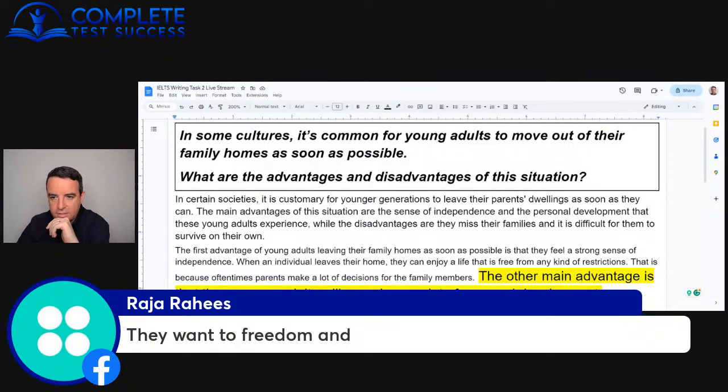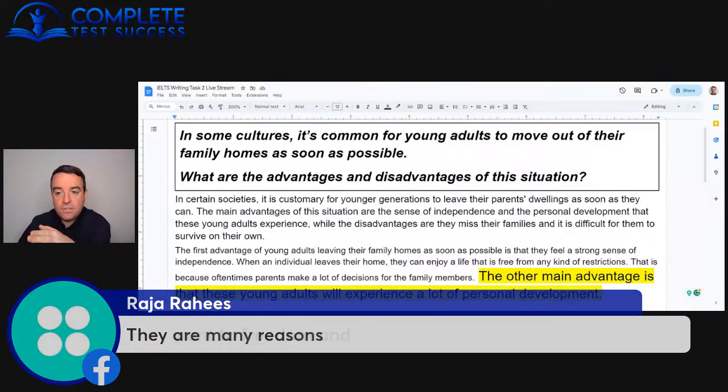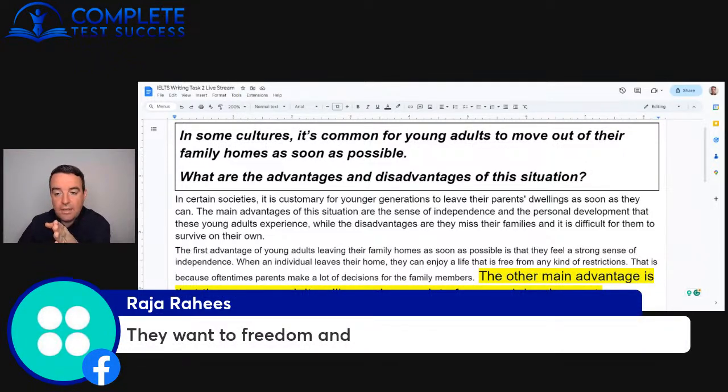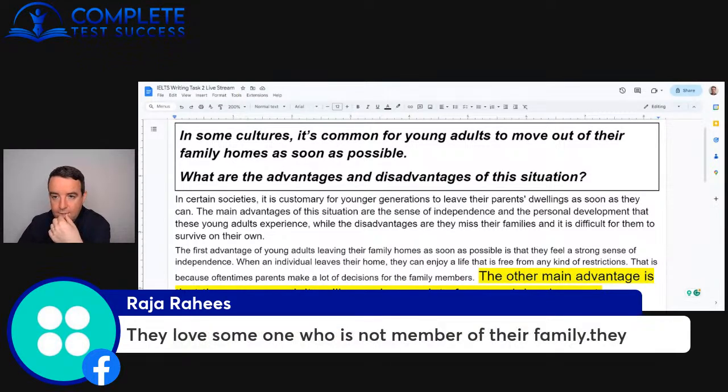There are many reasons. So, okay, they want freedom. So one advantage is, so again, not they want freedom. It's not about why they're doing it. It's about what are the advantages. So not that they want freedom, it's that they will have freedom. So not there are many reasons, there are many advantages. They will have more freedom. They love someone who is not a member of their family.